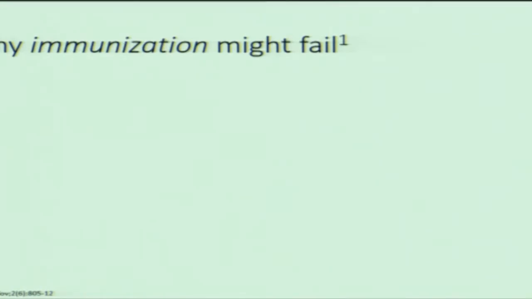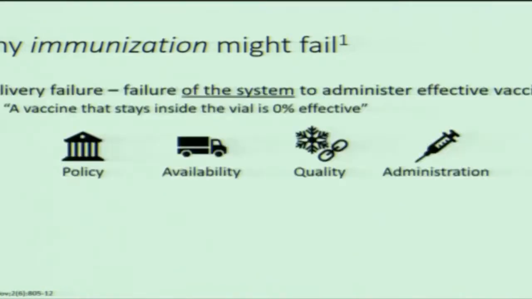Before I talk about vaccine failure, which is actually a subset of this concept of immunization failure, it's worth remembering that the vast majority of immunization failure worldwide is actually a failure of delivery of vaccines. Most vaccines, or actually all vaccines, are effective, but they're 0% effective if you don't give them appropriately, or if you don't give them at all.